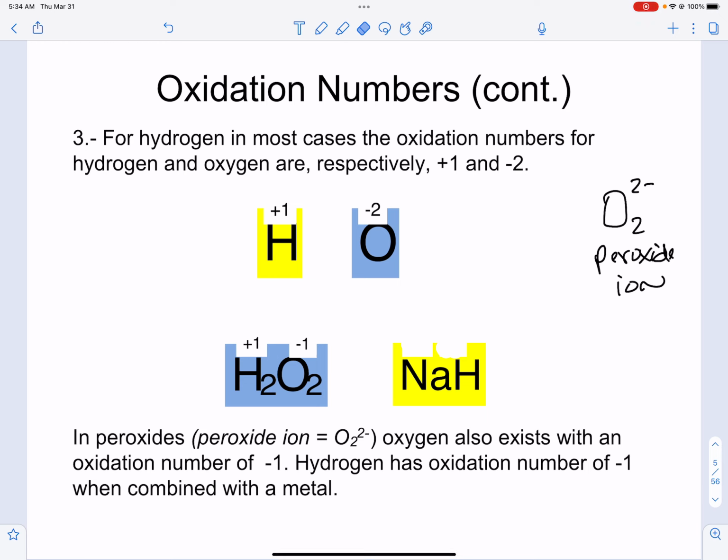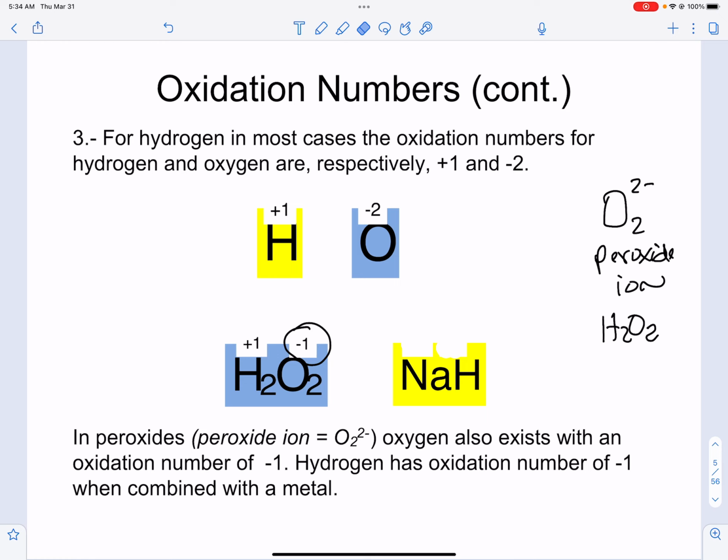So how do we know we have a peroxide ion? Only because you're given the name. If I tell you we're dealing with this compound, which is called hydrogen peroxide, then you know you're dealing with a peroxide because the name tells you so. Another exception to the rule. I mean, the rule is hydrogen is always +1, oxygen is always -2, except when we're dealing with a peroxide, where oxygen, in that case, is going to be -1.